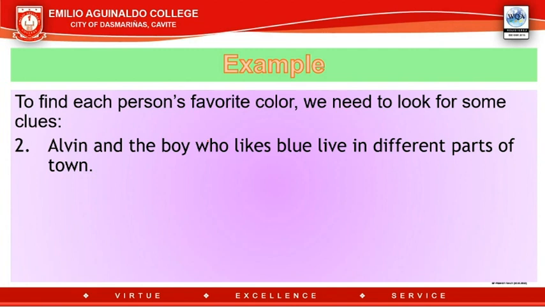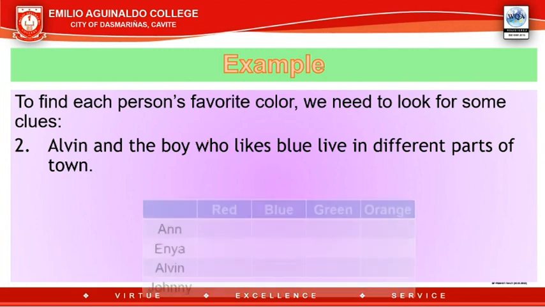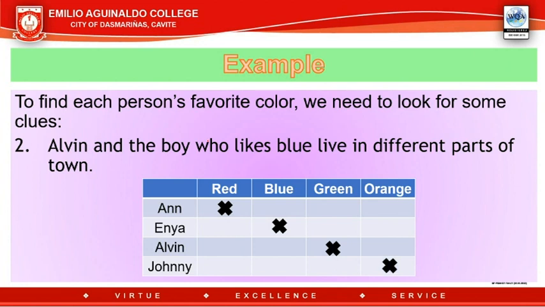For the second context clue, Alvin and the boy who likes blue live in the different parts of the town. So, sino nga ba yung boy? Dalawa lang naman yung girl dito at dalawa yung boy. The first boy is Alvin and the second boy is Johnny. So, it is referring to the other boy who likes blue. If that is not Alvin, then that is Johnny. So Johnny is the person who likes blue. So we can just cross this out since hindi na nila favorite yung blue because that was for Johnny.